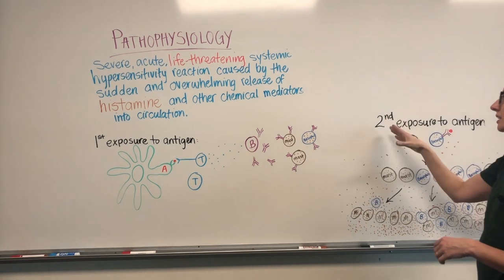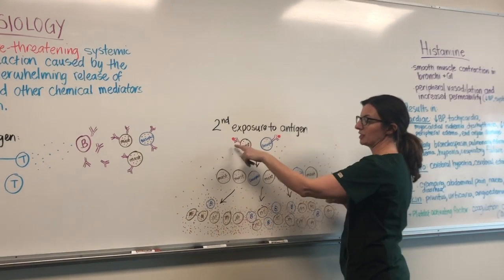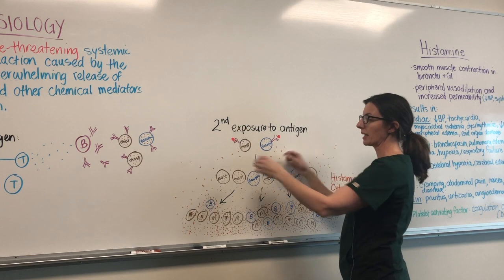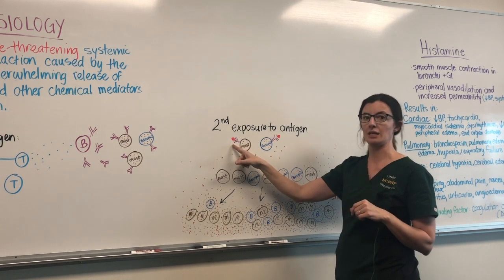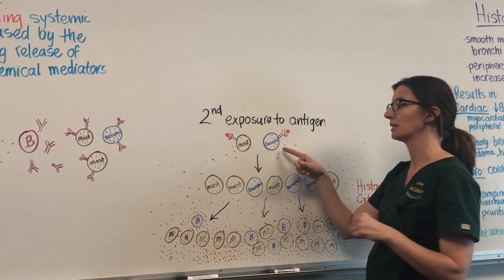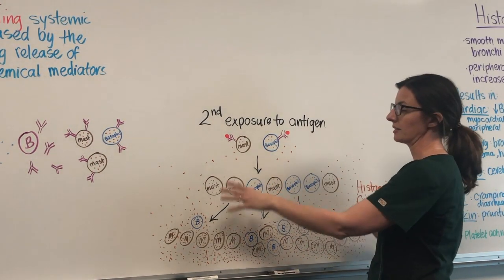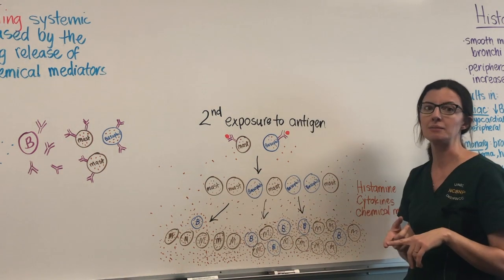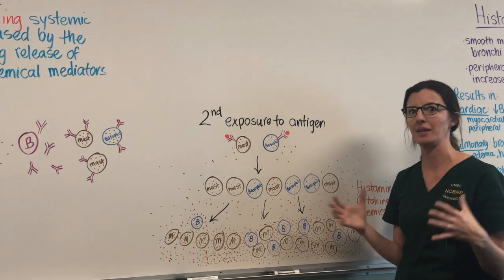So then on the second exposure to the same antigen, we have the little bits of antigen coming, and what happens is they go directly and attach and make an immune complex with that IgE antibody that's on the mast cells and basophils. And what that does is it stimulates the granulocytes to release their granules, and those granules are mostly histamine, but we also have cytokines and leukotrienes and other chemical messengers.